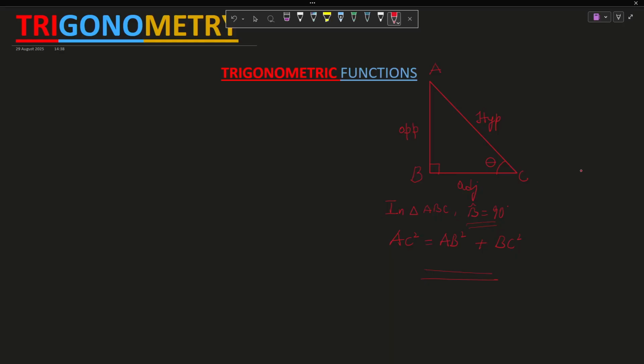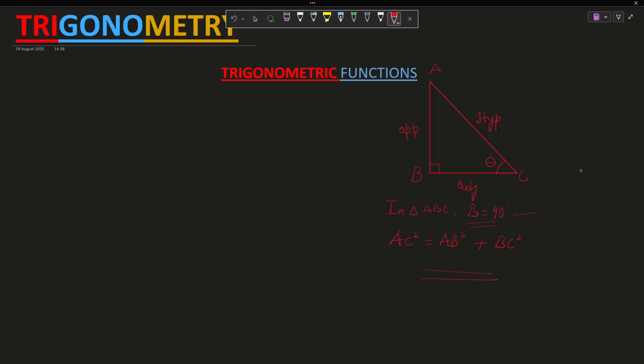So in triangle ABC, angle B is marked as 90 degrees. The opposite side of 90 degrees is called the greatest side, and it is called the hypotenuse. So you know the Pythagoras formula. In triangle ABC, angle B equals 90 degrees, so the square on the hypotenuse, that is AC square, is equal to AB square plus BC square. Coming to the sides of the triangle, we have AC, AB and BC.